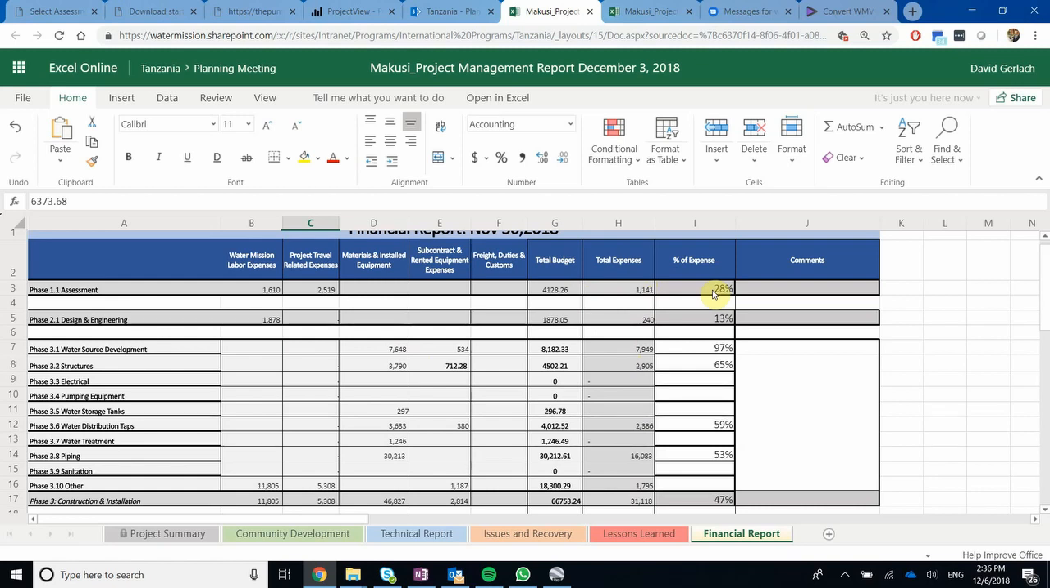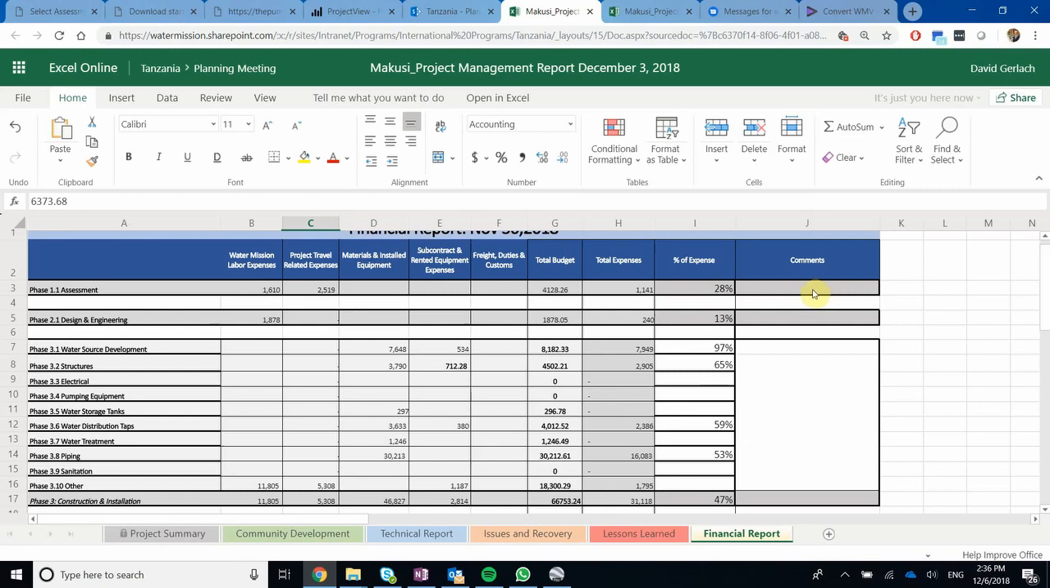And that could mean a few different things. That could mean that we over budgeted for the assessment, but it also could mean that there's going to be some things like labor or some materials that are going to hit the budget a little bit later that we just haven't accounted for yet. And we can move down the whole way through that.